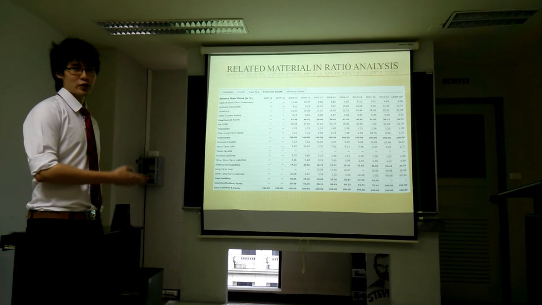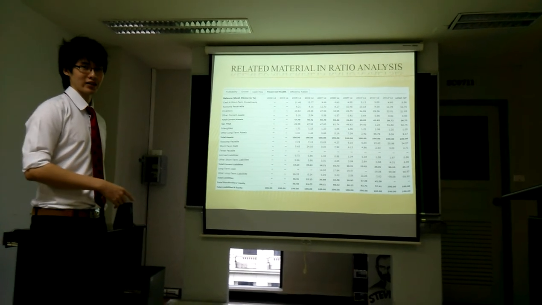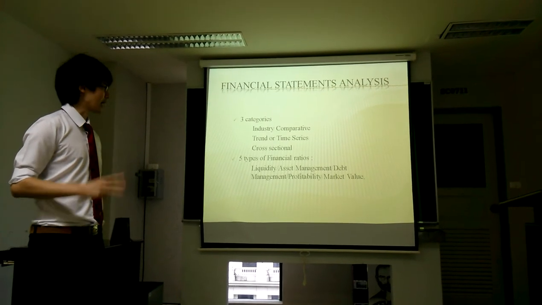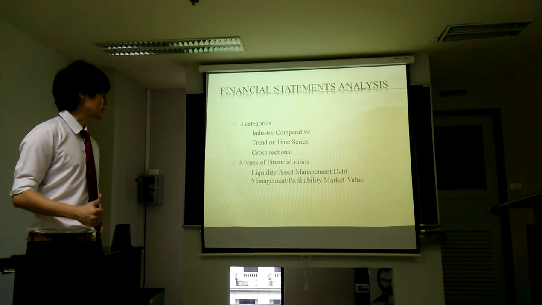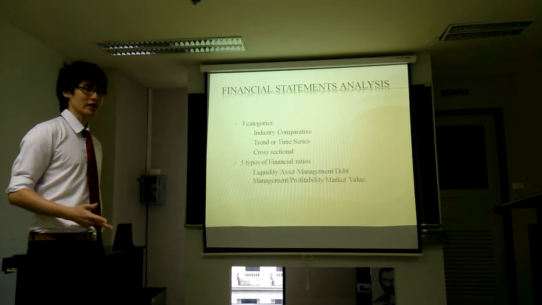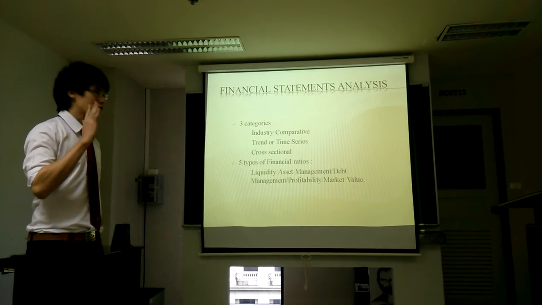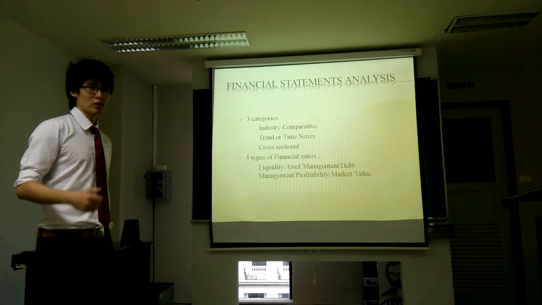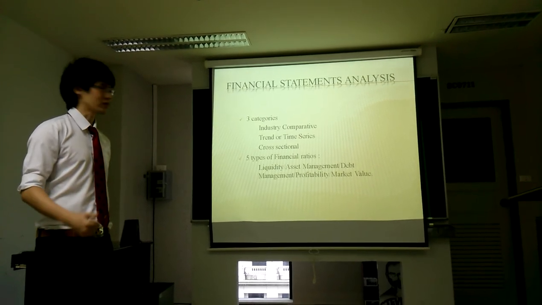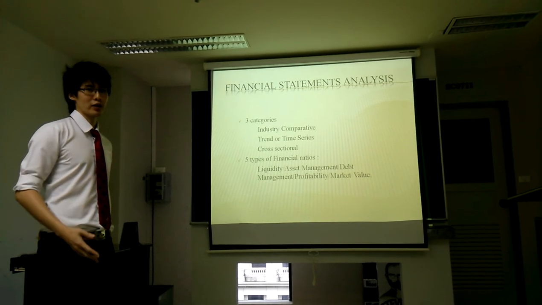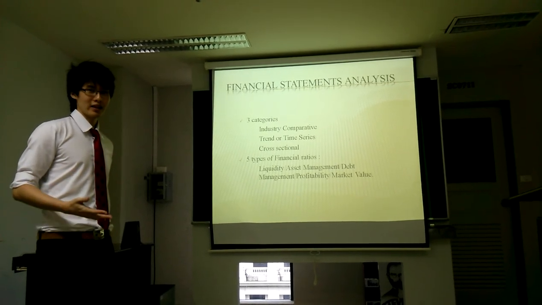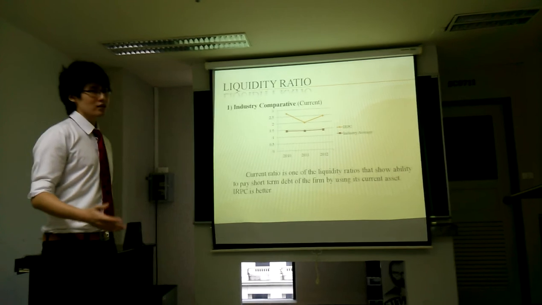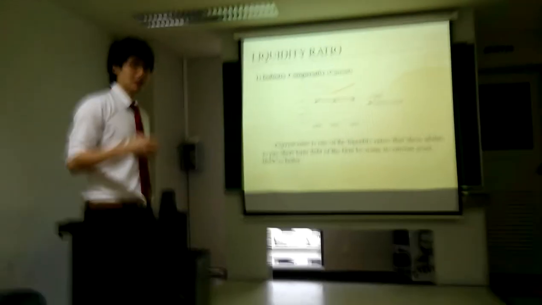This is the material that we are going to use in our ratio analysis. And the financial statement, we categorize into three categories, which are industry, competitive trend and time series, and also cross-sectional, and also with five main types of financial ratio, which are liquidity, the ability to meet the debt obligation, asset management, how well the company uses its assets, debt management, and also profitability and market value. First, we begin with the current ratio in the liquidity ratio.